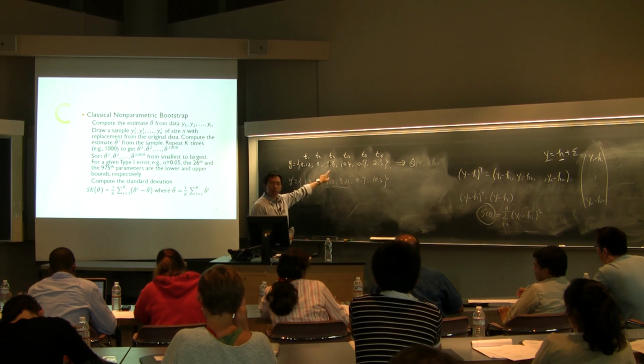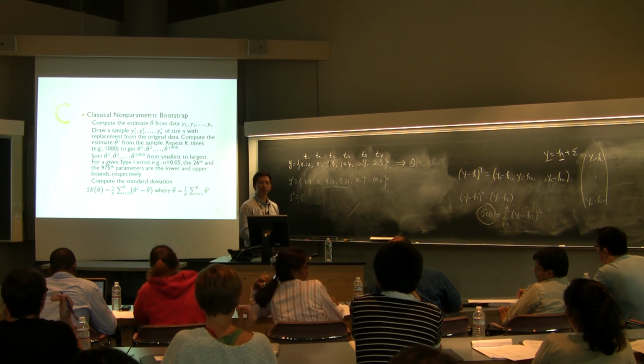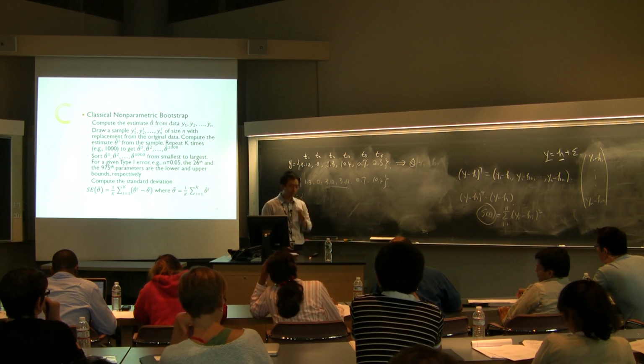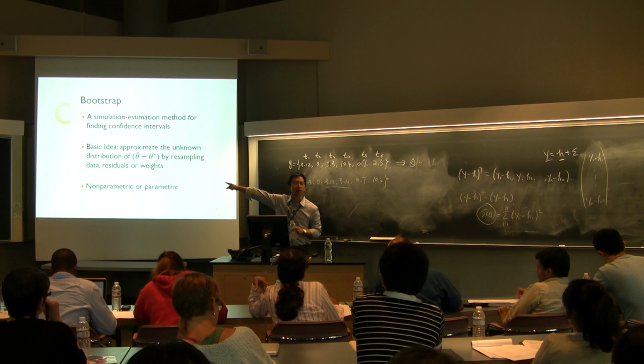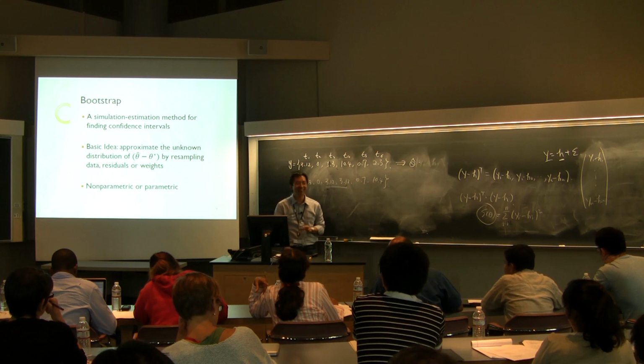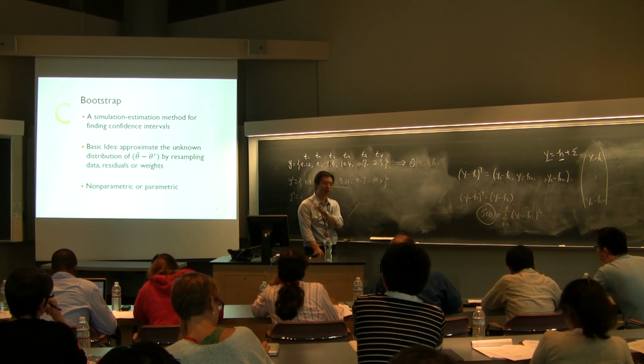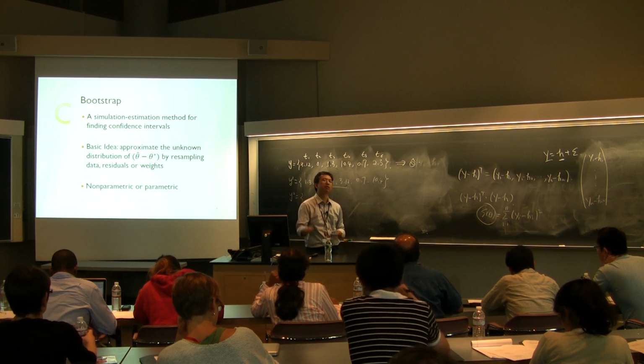This is the actual data. This is called the resampling data. The residual method is the second thing I'm going to talk about, and also you can generate weights. So there are three different bootstrap methods you can use.